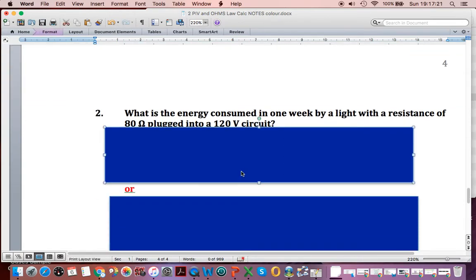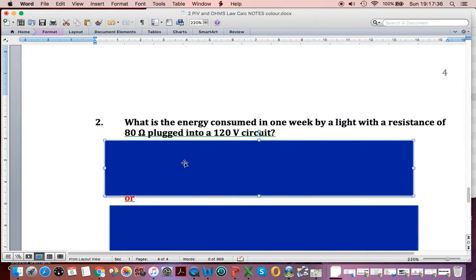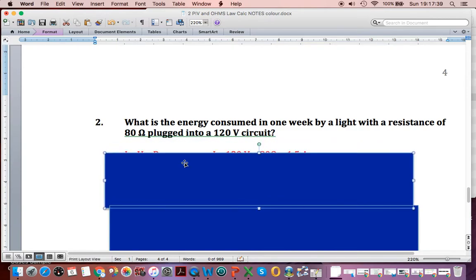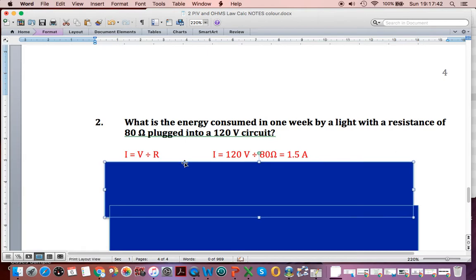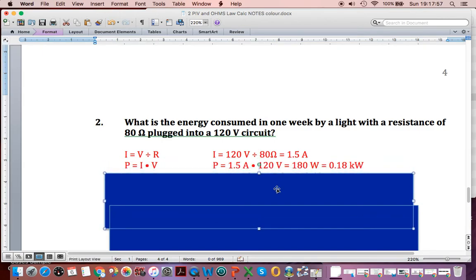Now, it says, what's the energy consumed in 1 week by a light with a resistance of 80 ohms plugged into a 120 volt circuit? So we know energy equals power times time. So that means really what we need to do is find the power. Now, I equals V divided by R. So we have our voltage, we have our resistance, we get 1.5 amps. That's going to be handy. We know power is current times voltage, so here's our power, here's our voltage, and we get 180 watts, which is 0.18 kilowatts.